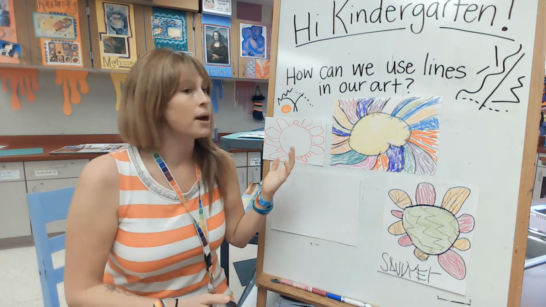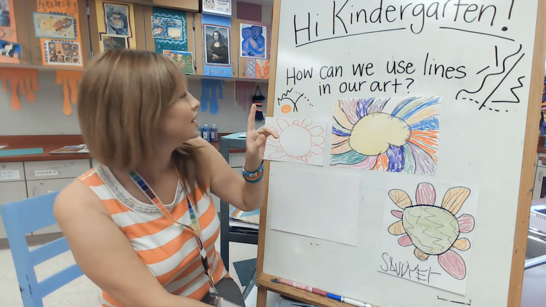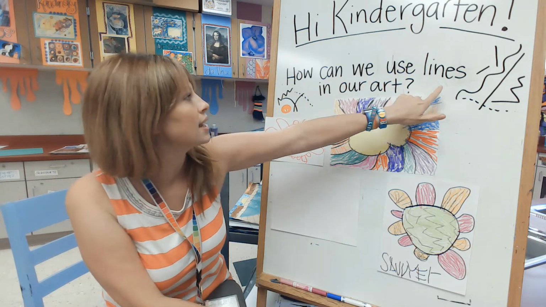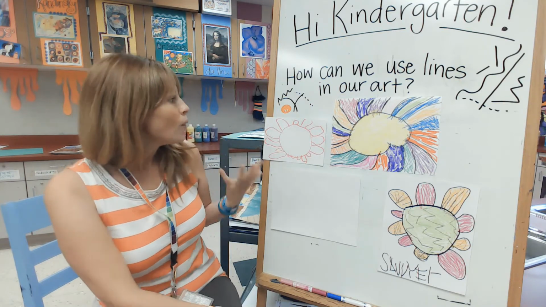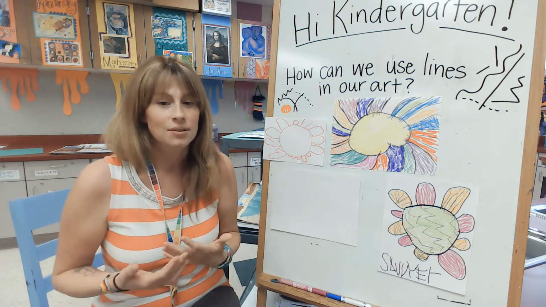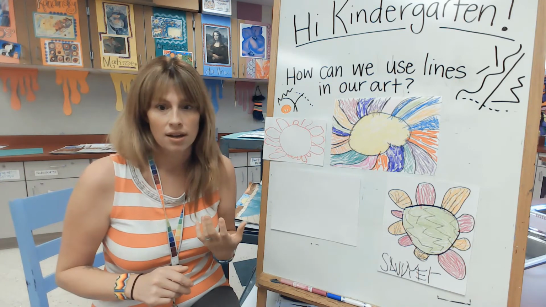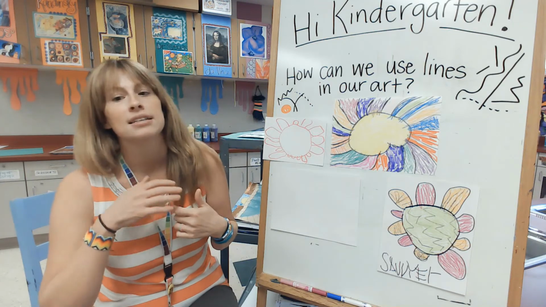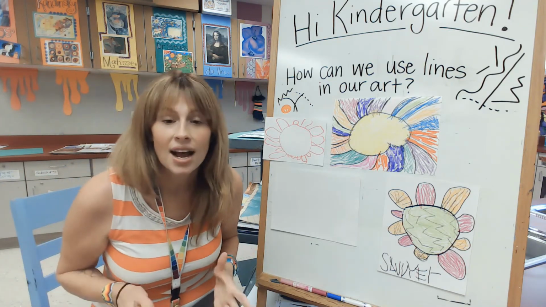So if we look up at our board, it says up here, "Hi, kindergarten." And then I have a question. It says, how can we use lines in our art? So we now are going to make a piece of art that starts off using lines. And we're going to use lines throughout the whole year. But this is our first project talking about line. And we're going to learn about all different types of lines, the names of the straight lines, and all different types of line quality. But today we're just kind of going to use our line to get started.